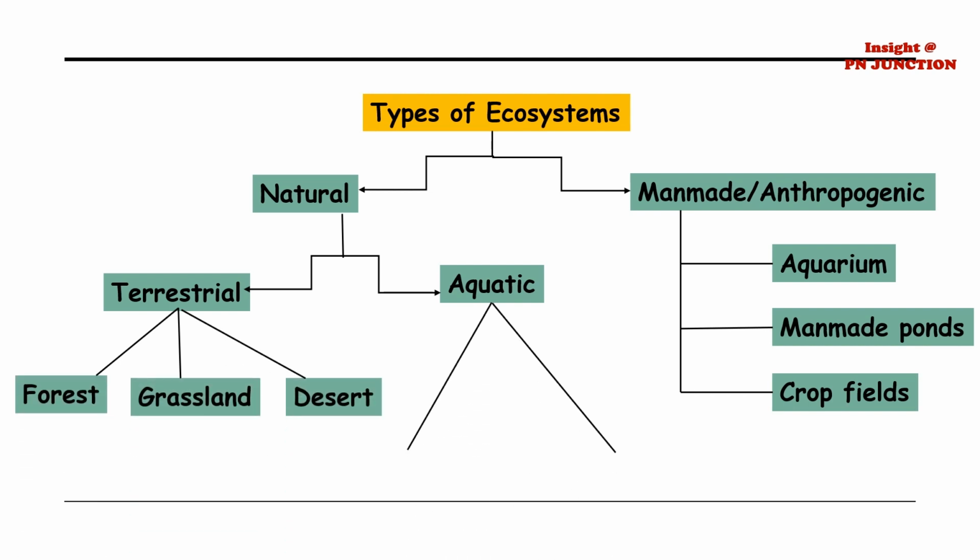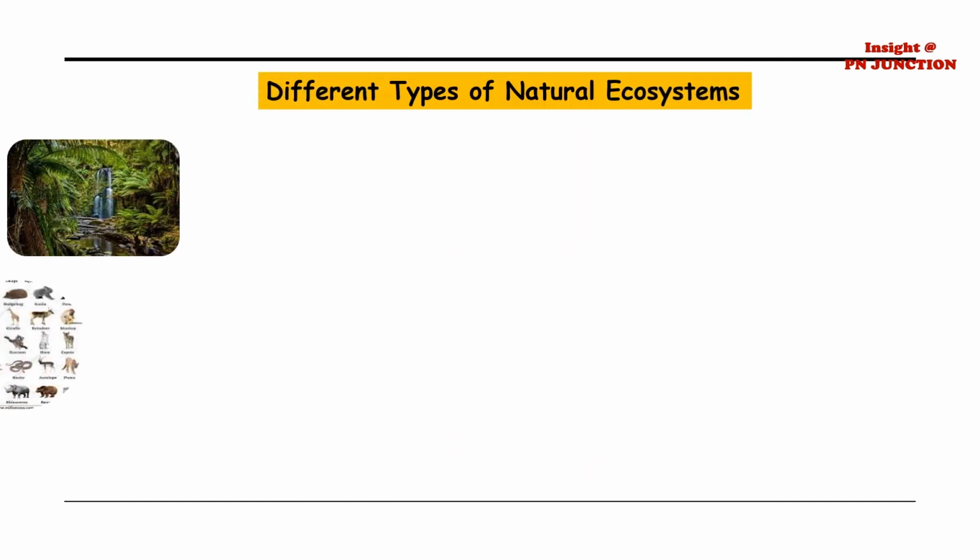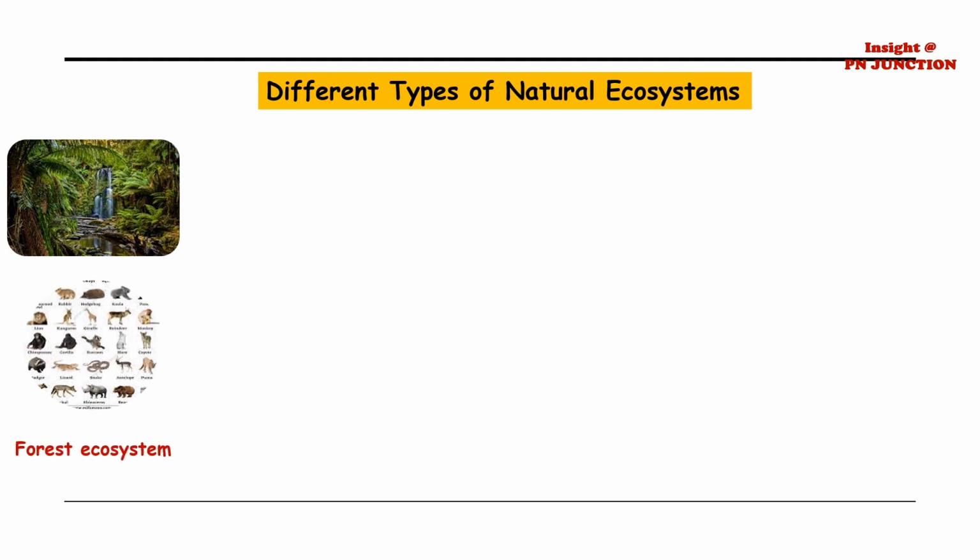Forest, grassland, and desert come under the terrestrial ecosystem as they are land-based, whereas freshwater and marine ecosystems are part of the aquatic one. In the forest ecosystem, big trees and wide varieties of animals like lion, fox, birds, and monkeys are part of it. Tropical forest, deciduous forest, and evergreen forest are all examples of this. We will study types of forests in detail in later videos.